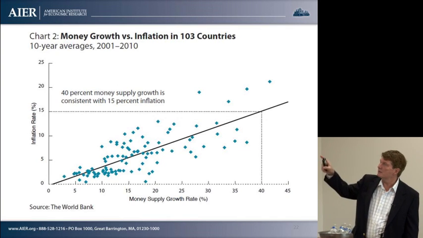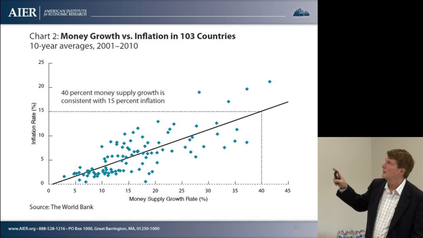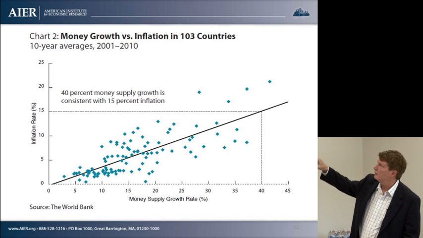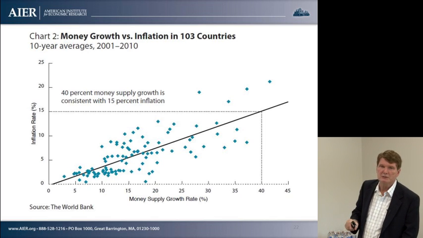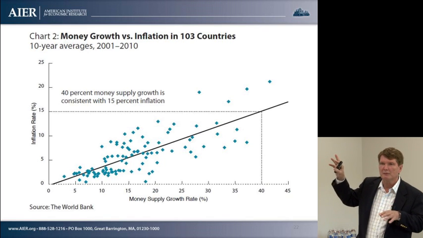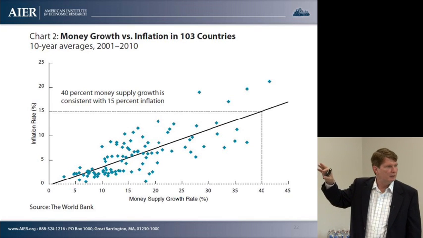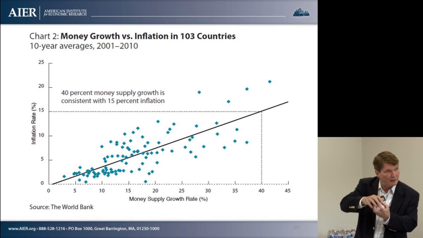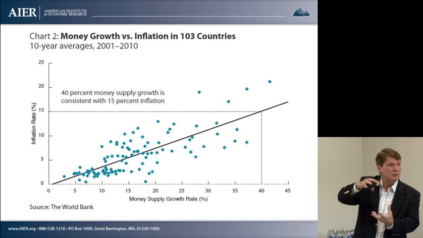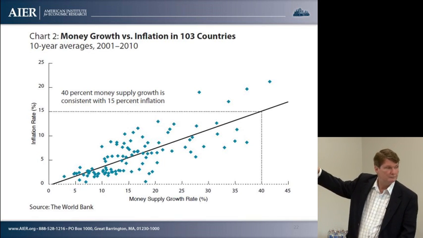And if that happens, this is a graph, 10-year averages, money supply growth, and inflation rates from 103 countries. You can see that a 40% money supply growth is consistent with a 15% inflation rate. Now, you can pick your own number. It's not about the number, it's about the process. You can see how much money moves out of reserves into the money supply, then it moves out of MB, the monetary base, into M1 and M2, that's going to have an impact on what the inflation rates are.